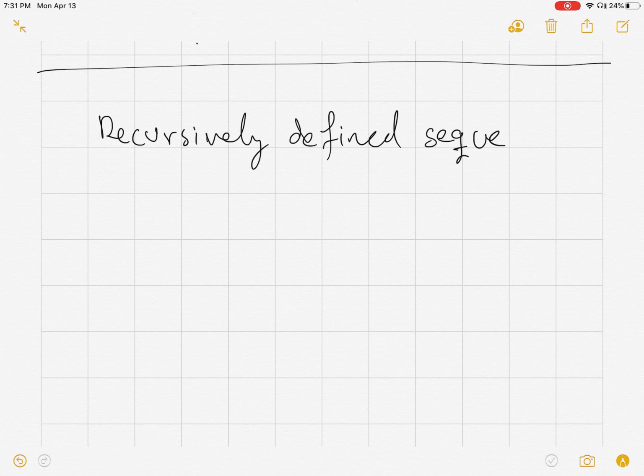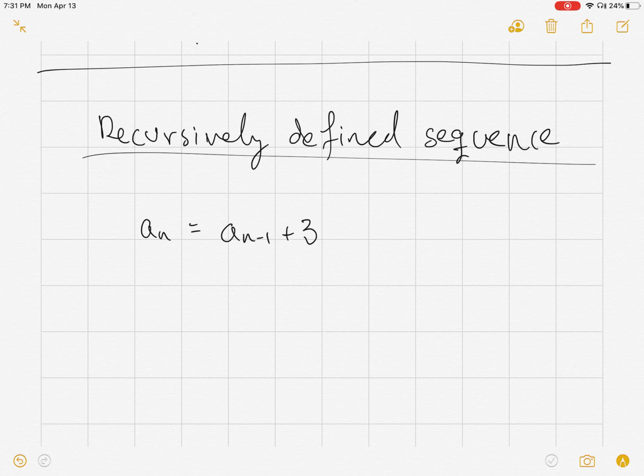So what makes a sequence recursively defined is that the nth term is going to depend on one or more of the previous terms of the sequence. So an example might be something like this. We know what the nth term of the sequence, or a of n, is only if we already know what a of n minus 1 is going to be, or the term before it.